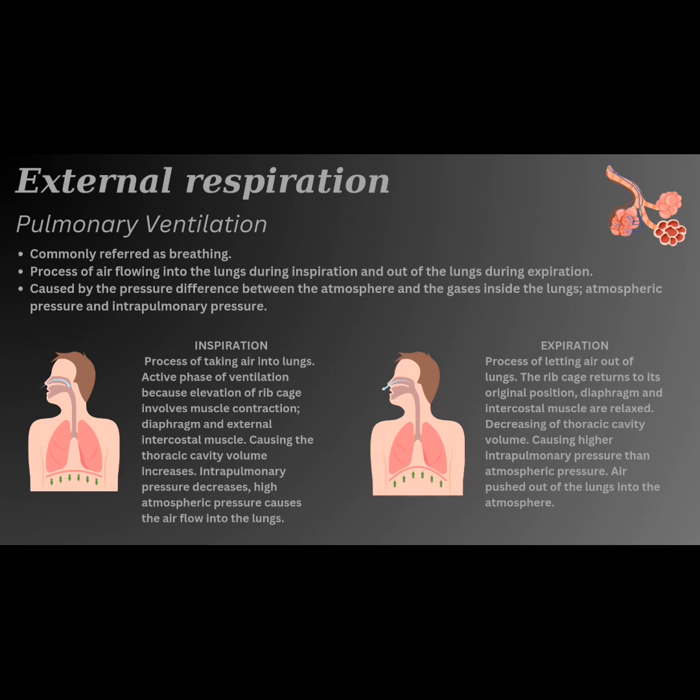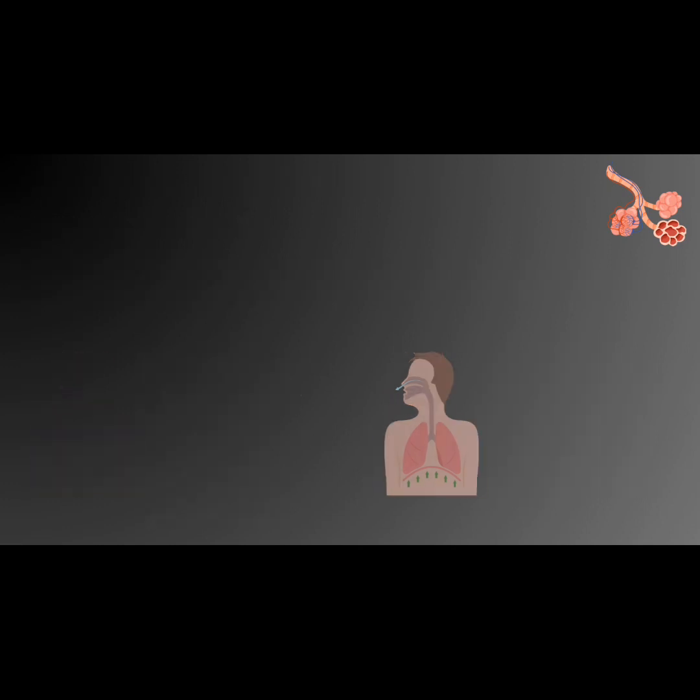Expiration is the process of letting air out of the lungs. The rib cage returns to its original position. The diaphragm and intercostal muscles are relaxed, decreasing the thoracic cavity volume, causing higher intrapulmonary pressure than atmospheric pressure. Air is pushed out of the lungs into the atmosphere.